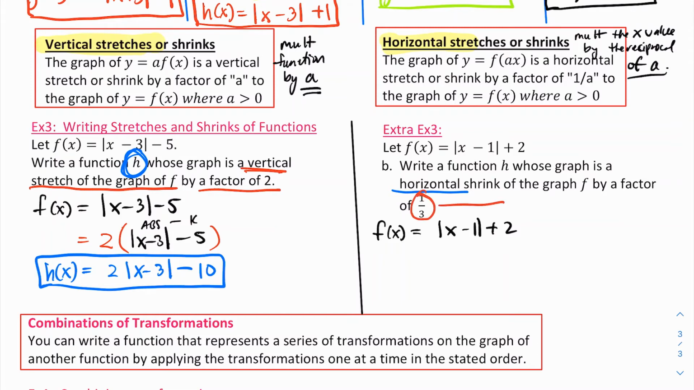So we're going to take the reciprocal first. So the reciprocal of 1/3 is 3/1, or 3. And then we will multiply x by 3. So in this case, not f of x, excuse me, this will be h of x will equal the absolute value of 3x, or 3 times whatever the x value is, minus 1 plus 2.